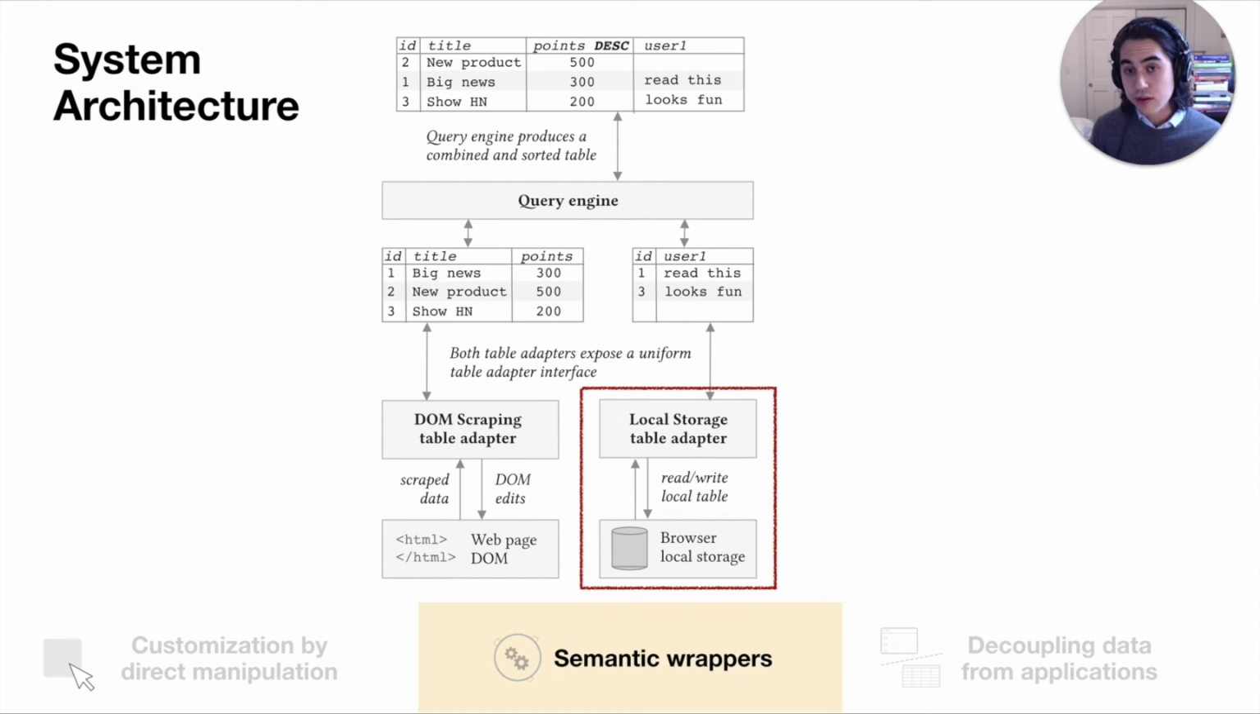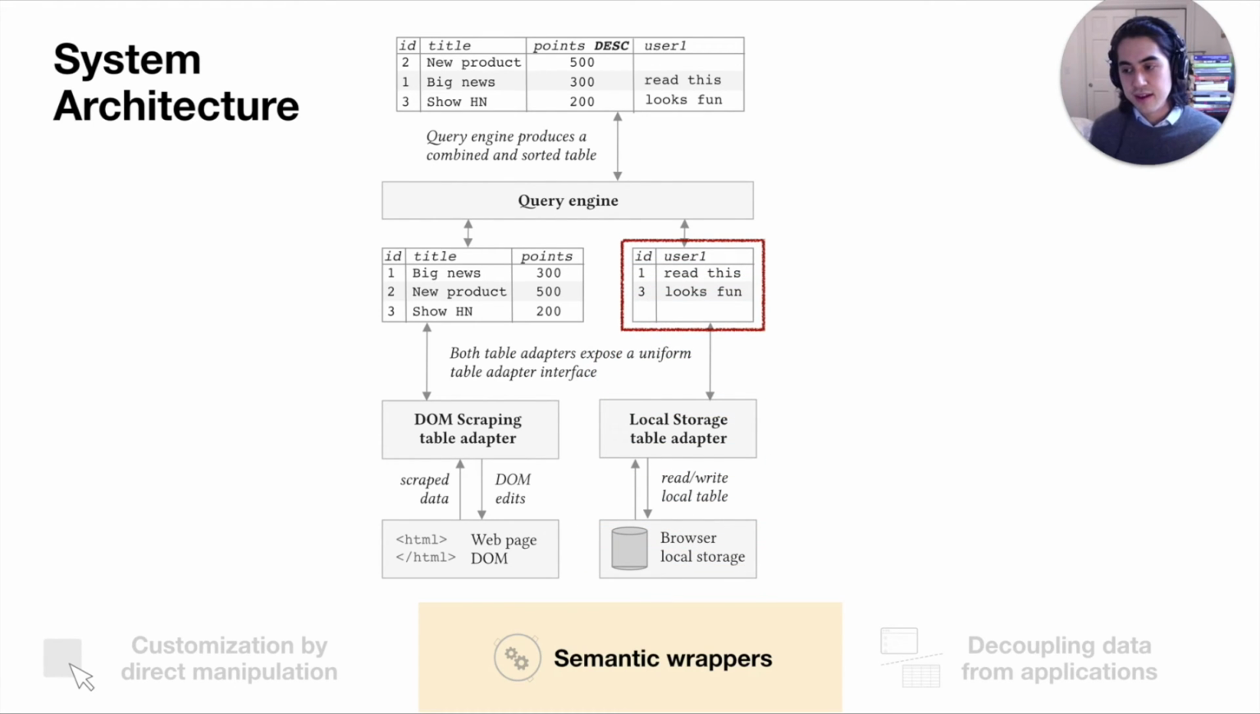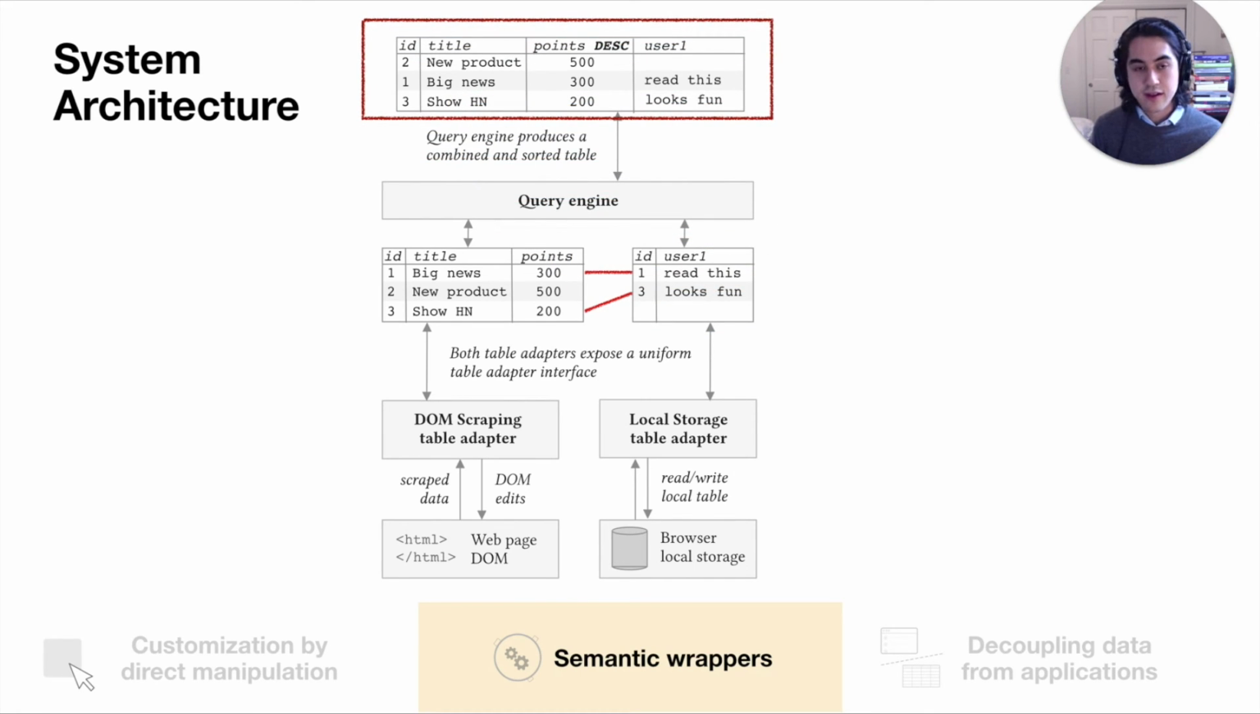There's another adapter called the local storage adapter, which is simpler. This just exposes some part of the browser's local storage as an editable table, and you'll notice when we make those annotations that we also record those IDs in that table as well. Now to produce the final result, we can just do a simple join to sort of map across those two tables, and that produces the final result that the user sees.